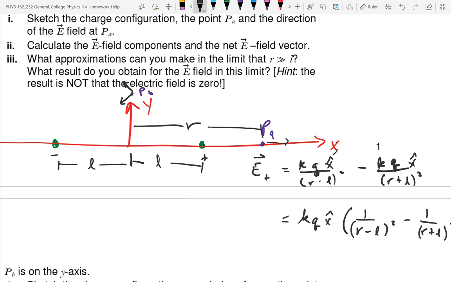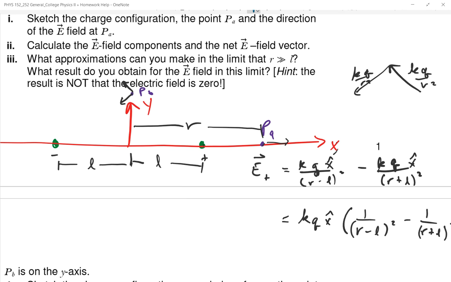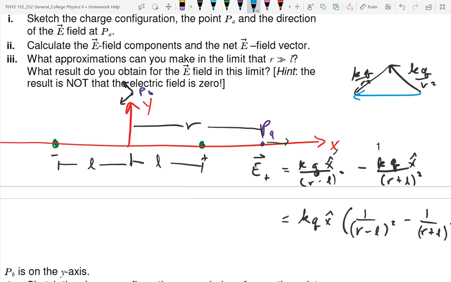You can immediately make a symmetry argument. If you add these two vectors, you're going to have kq over r squared, kq over r squared. What's the resultant of those two? It's not 0. Start at the beginning and at the end. It's only in the x direction. There's no y component again. Only in the x direction.